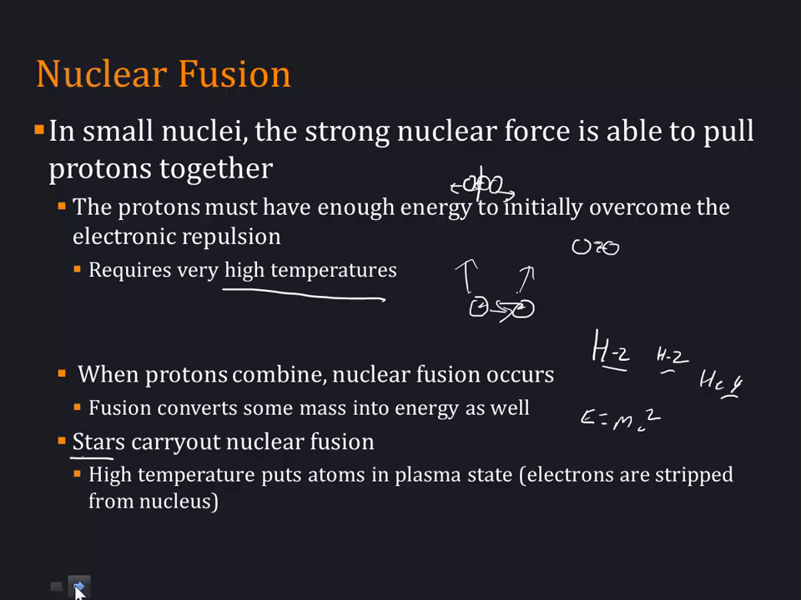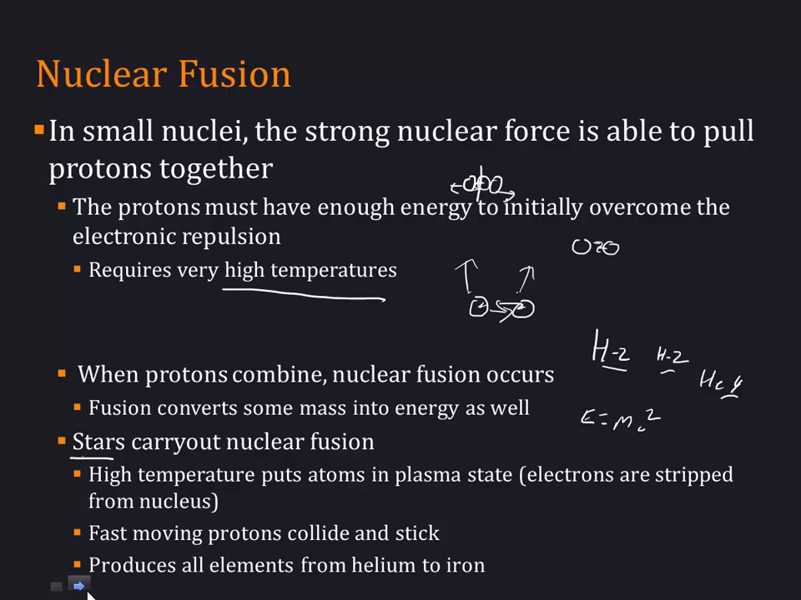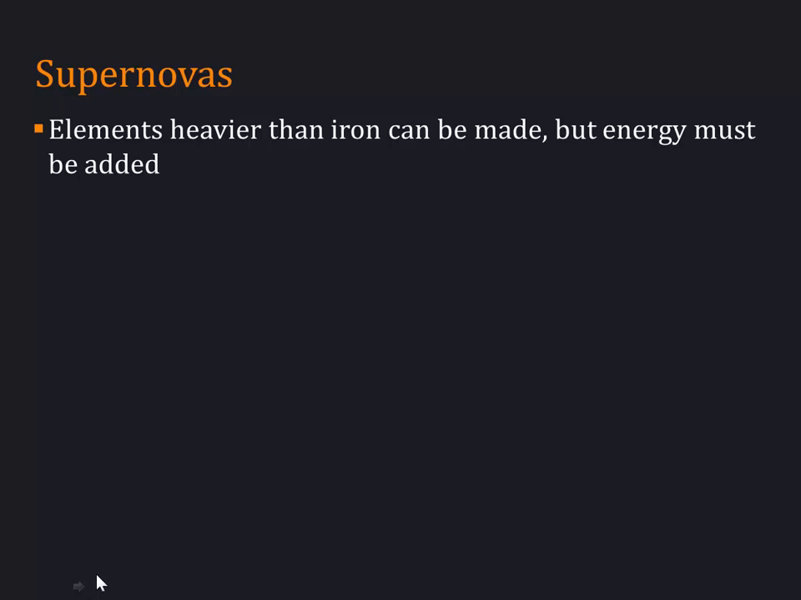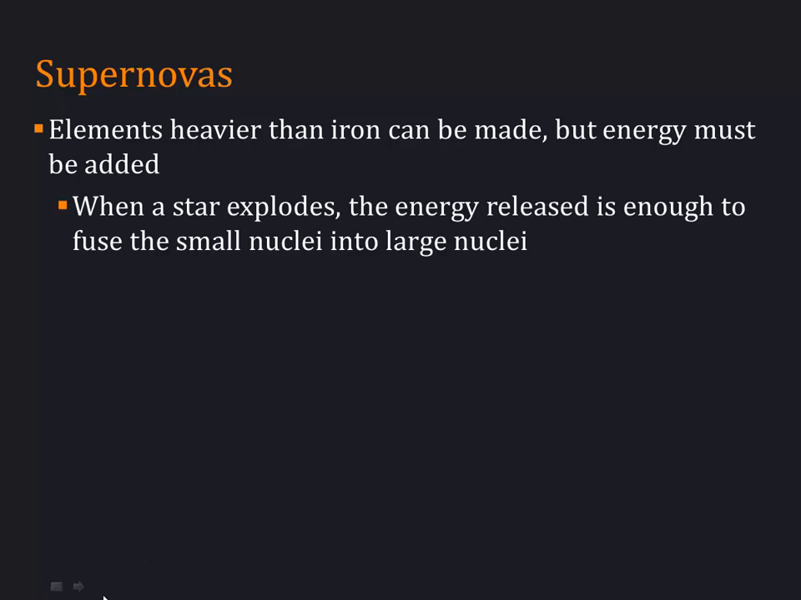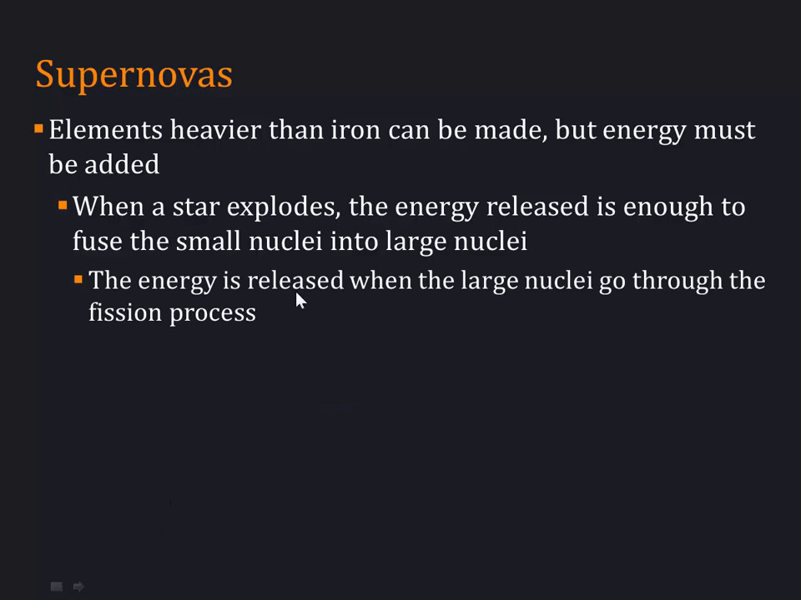So how do we get elements that are heavier than iron if stars can't do it? Well, it turns out stars can actually produce elements heavier than iron, but not in their normal life. It happens when stars die. If a big enough star explodes, we get what's called a supernova, and that produces enough energy that it can force the smaller nuclei together into bigger, heavier nuclei. It requires the addition of energy. So the energy released smashes these nuclei together, and we get all the elements from iron to whatever we get. And then that energy that's stored in those large nuclei is released through the fission process.